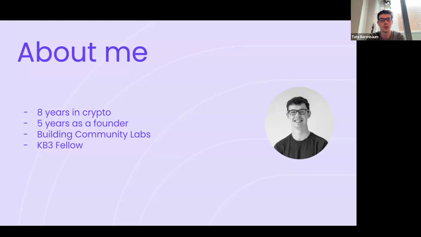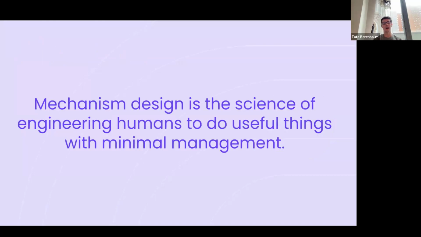And I'll go down a few rabbit holes that I find especially interesting, but I don't want this to be considered as something fully comprehensive. I'm also still learning in real time, like everyone here, so I could be wrong about this stuff as well. With that said, though, mechanism design is the science of engineering humans to do useful things with minimal management.